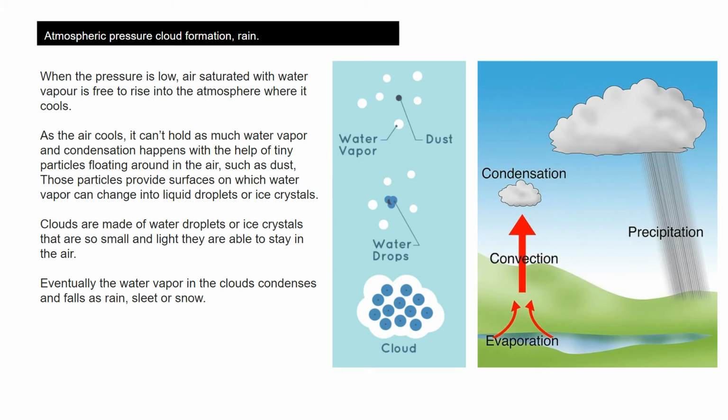Looking at cloud formation, so all the water that evaporates from the oceans and lakes. At low pressure, air rises and cools even further. Cooler air can't hold as much water vapor and condensation begins to happen. Dust particles floating in the air provide a surface for this condensation. It increases the chance of condensation happening. This results in clouds. So clouds are suspended droplets of water that have condensed from water vapor. As these water droplets collide, they get bigger and bigger, and eventually they'll be heavy enough to fall as rain.